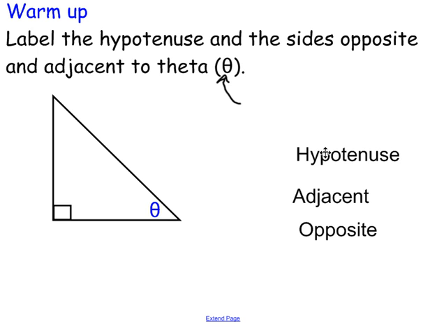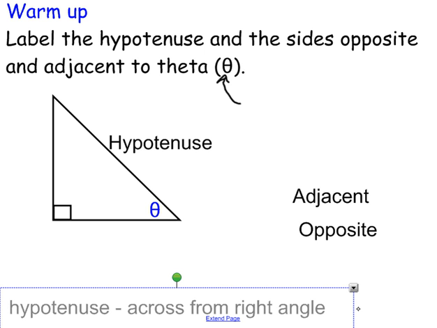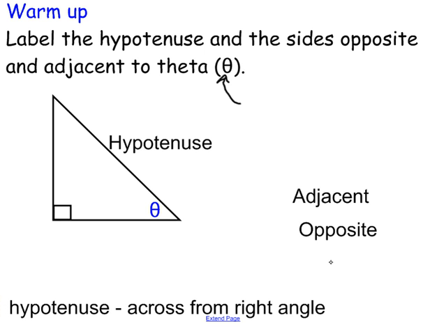So the hypotenuse is the side across from the right angle. So this would be the hypotenuse. And the hypotenuse is also the longest side of a right triangle.